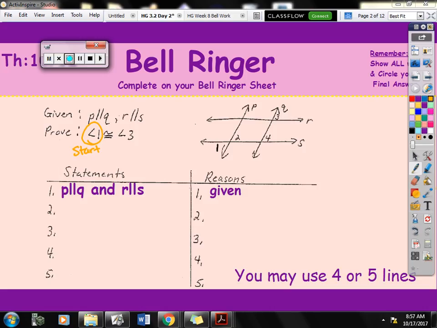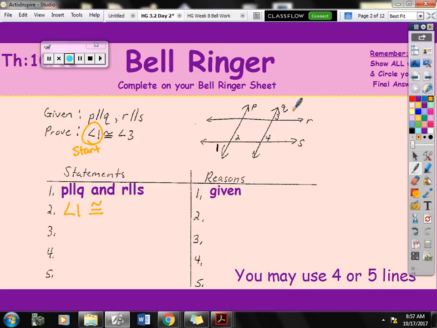Okay, so starting with angle 1, we're going to say that angle 1 is congruent to another angle, and then we're going to work our way all the way to 3. And there are 2 routes you can take. Who has a suggestion of one angle that I could say is congruent to angle 1?